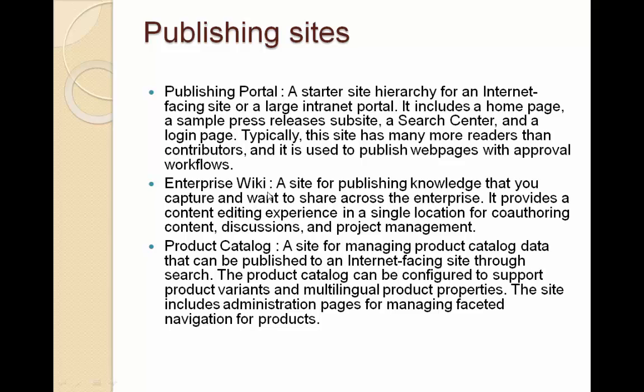Enterprise wiki, a site for publishing knowledge that you capture and want to share across the enterprise. So in layman's terms, this is Wikipedia. It pretty much provides every single thing that Wikipedia does. Product catalog, it's a site for managing product catalog data that can be published to an internet-facing site through search. For the most part, the publishing portal and the enterprise wiki are a lot more used, and it might be a good idea to go ahead and create all the 3 sites, but the first 2 are a lot more used.